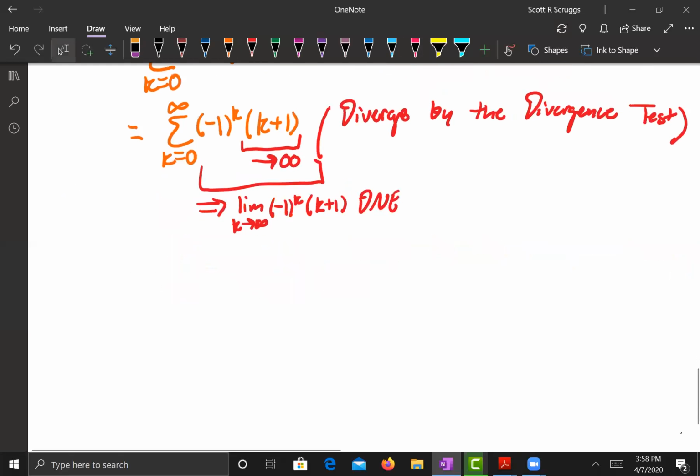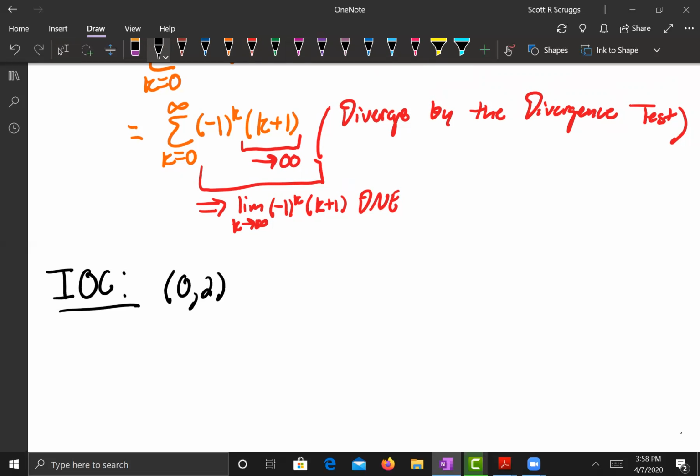Which means I do not include my right endpoint, which means my final interval of convergence for my Taylor series that I formed is 0 to 2, not including the endpoints. And so that's going to be our kind of game plan for these types of problems. If I encounter a brand new function on the fly, I'm going to take a bunch of derivatives and see if I have a pattern.